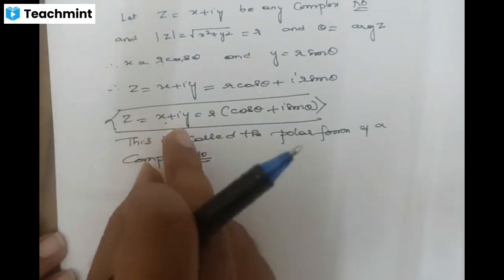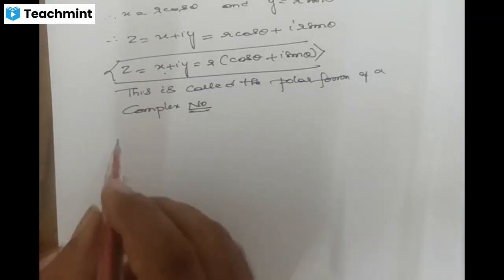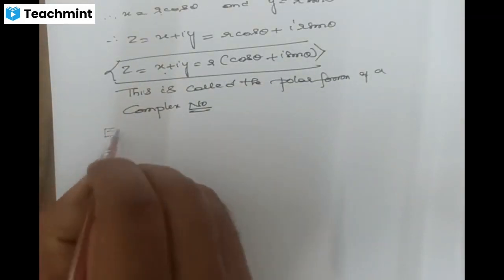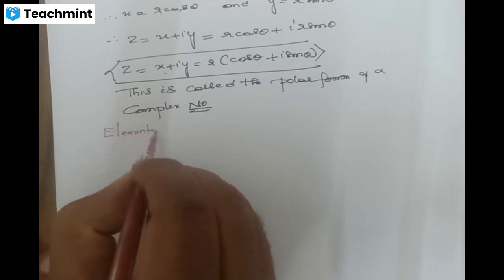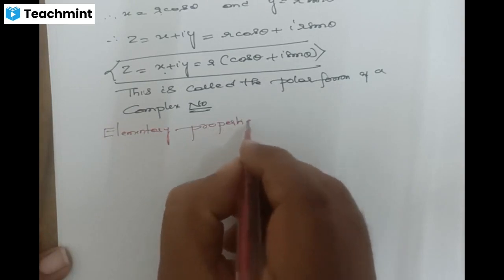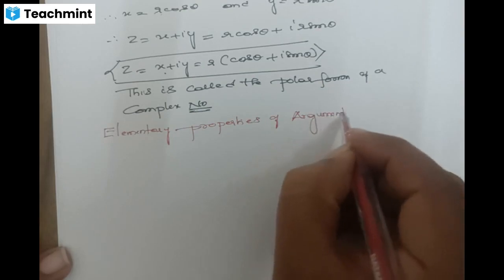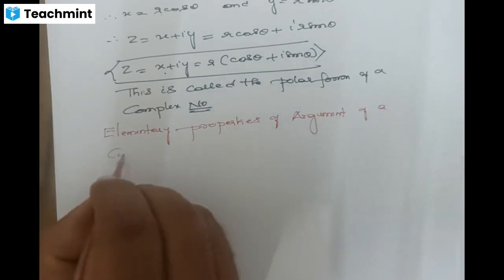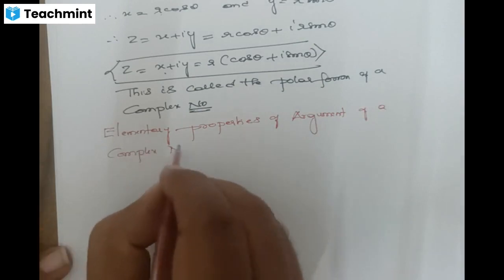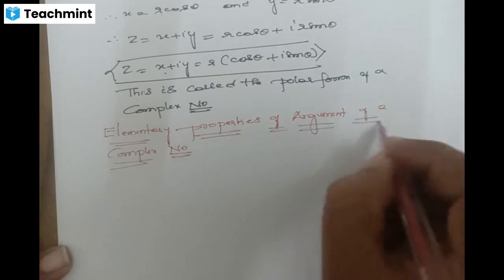Okay, x and y means Cartesian, r and theta means it's a polar form. So now we can derive some of the elementary properties of argument of a complex number. Next side heading: elementary properties of argument of a complex number.